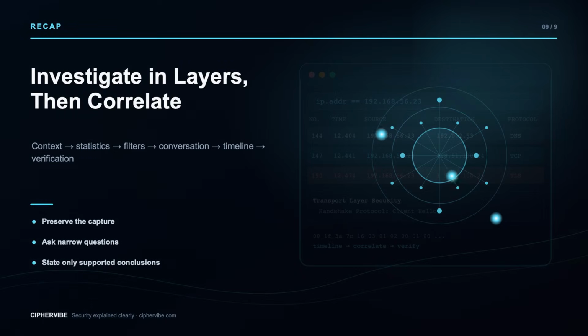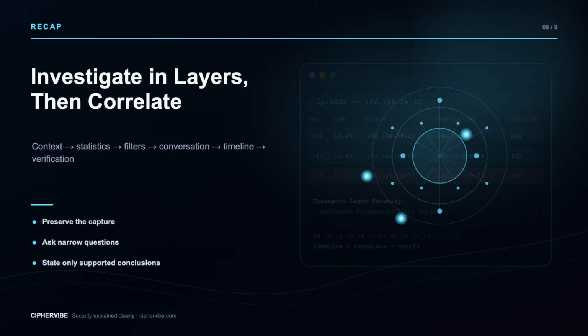A reliable Wireshark investigation follows a repeatable path. Confirm authorization and capture context. Preserve and hash the original. Use endpoints and conversations to understand the shape of the traffic. Narrow with display filters. Inspect protocol fields. Follow only the conversation you need. Build a timestamped sequence. Then correlate network evidence with endpoint, DNS, proxy, firewall, asset, and owner data.